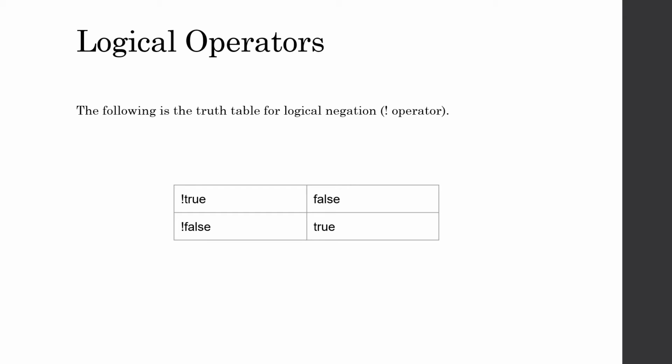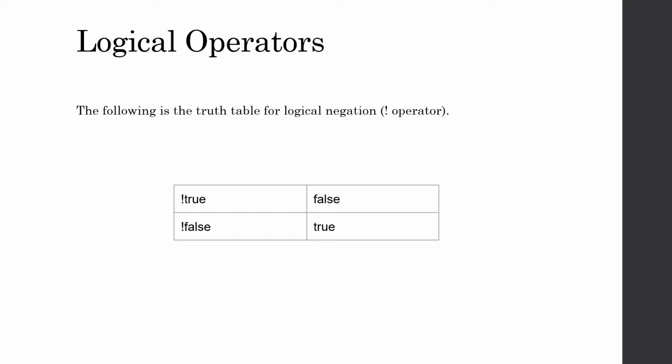And then the last truth table that we'll take a look at is going to be for logical negation. So it's going to be that exclamation point operator. And for this one, we see we've got either not true or not false. And essentially what that's going to do is just invert the logic. So it's going to switch it from true to false or from false to true.